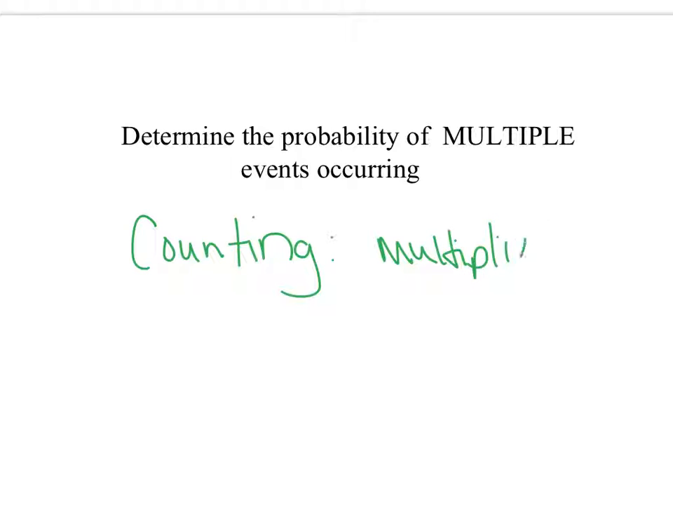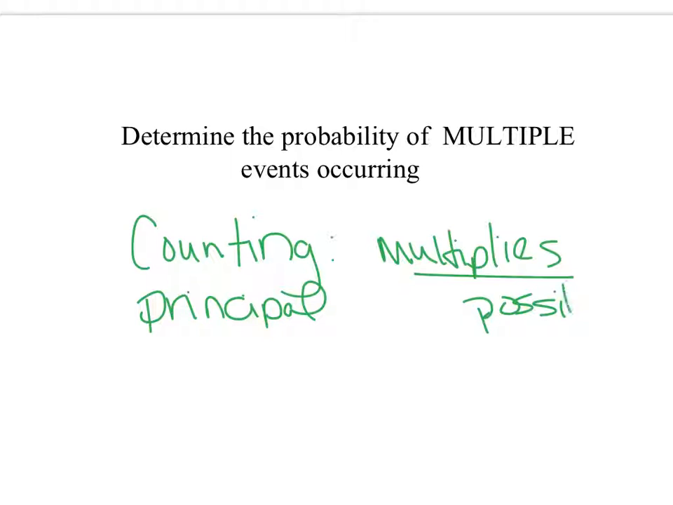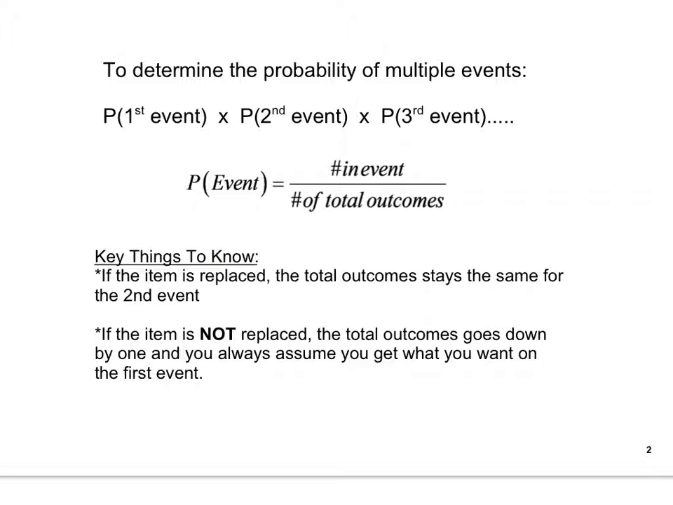So with the counting principle, with each event that occurs, we are simply going to multiply the possibilities. Multiply possibilities. So the idea here is you have a probability of one event happening, then the next one, then the next one. We simply multiply their probabilities together.